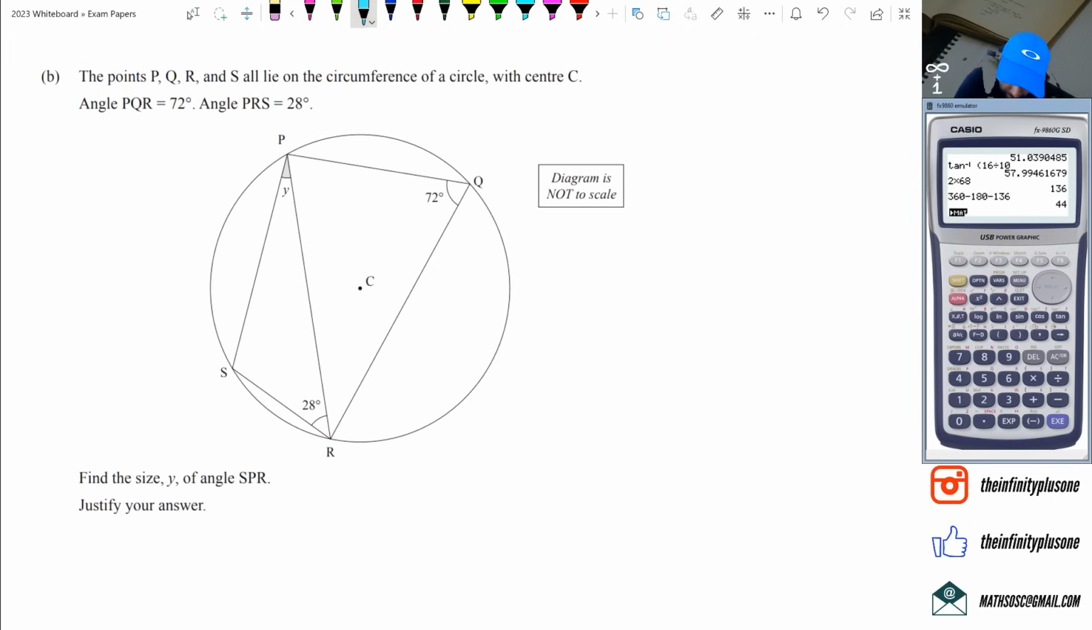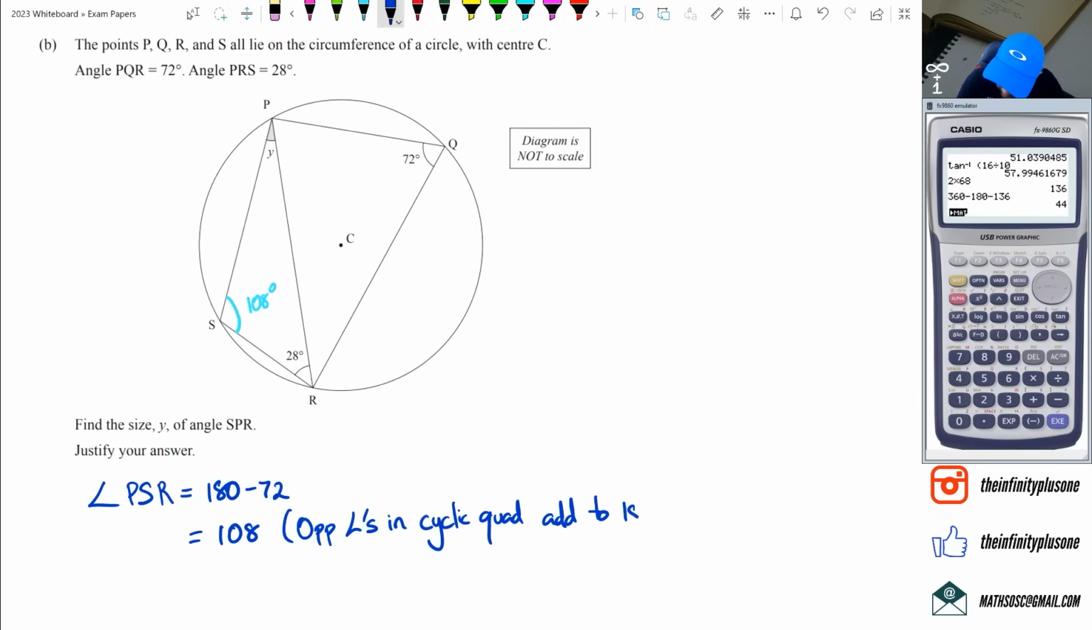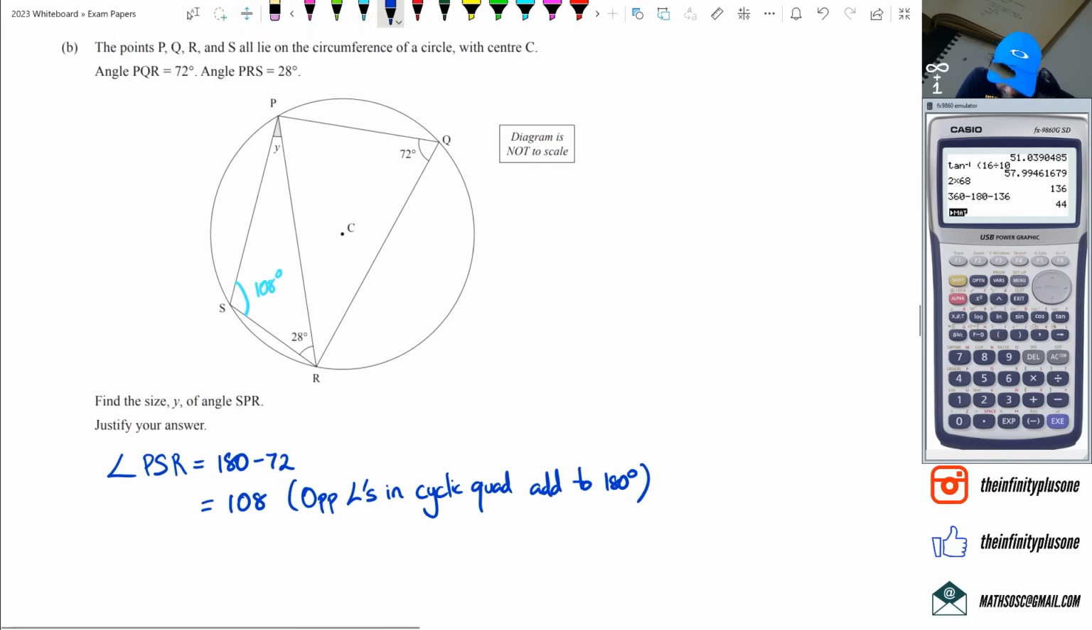So for this question, I know I can find this angle here, which is going to be 180 take away 72, which is going to be 108 degrees, and that's because opposite angles in a cyclic quadrilateral add to 180. So I'm going to do that first. So I've got angle PSR equals 108 degrees. I could put down 180 take away 72, which equals 108 degrees, because opposite angles in cyclic quad add to 180 degrees.